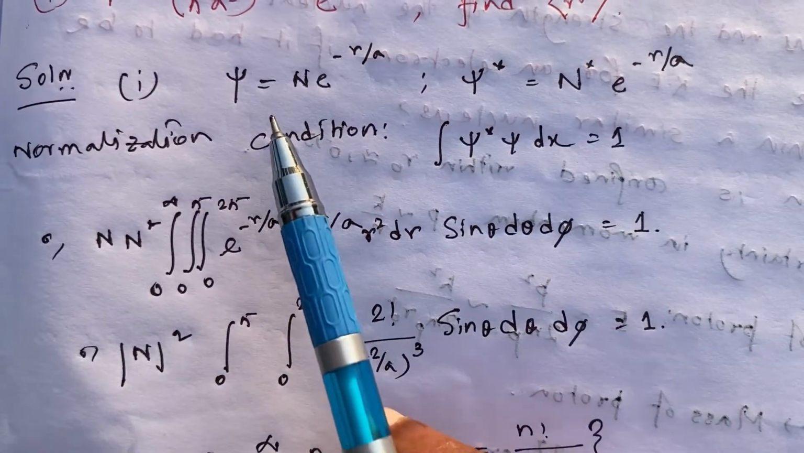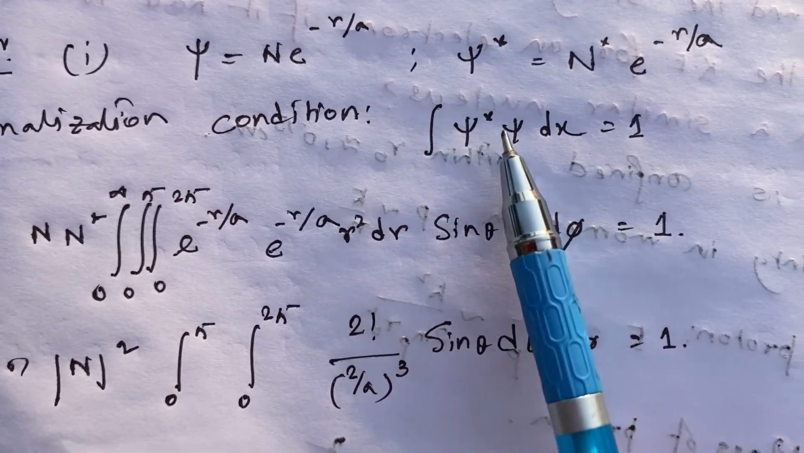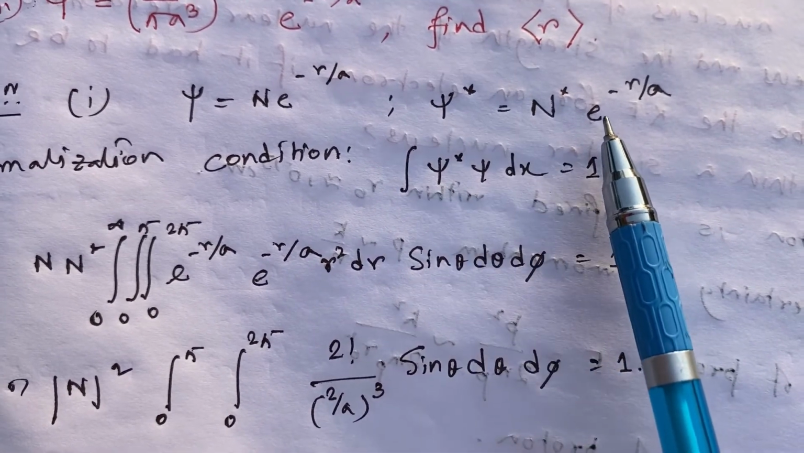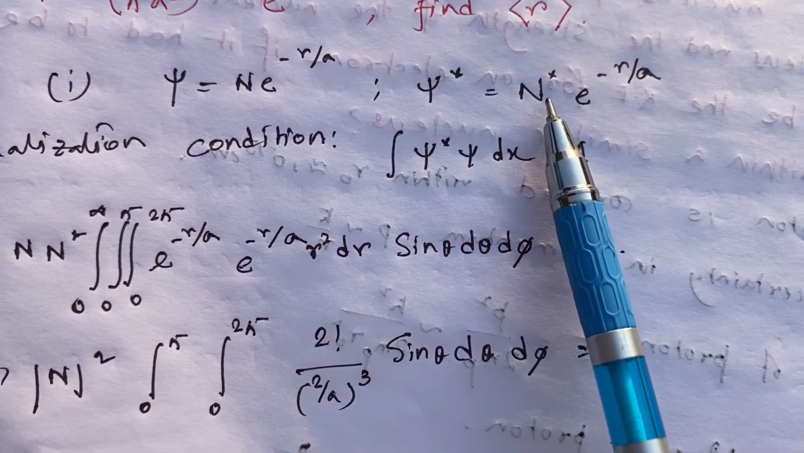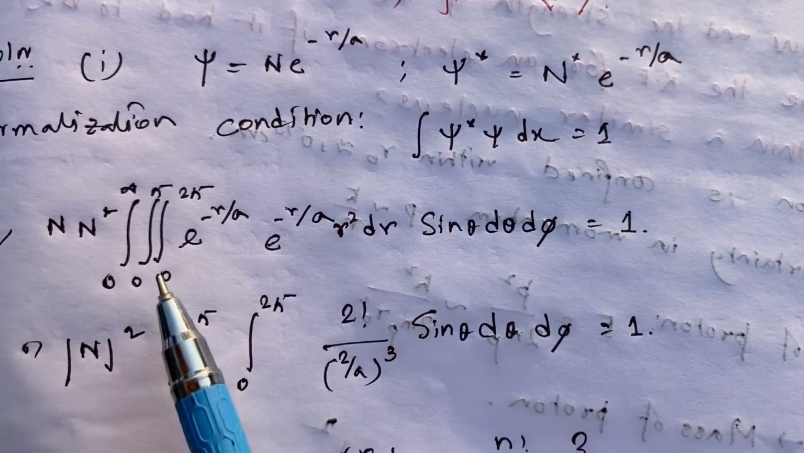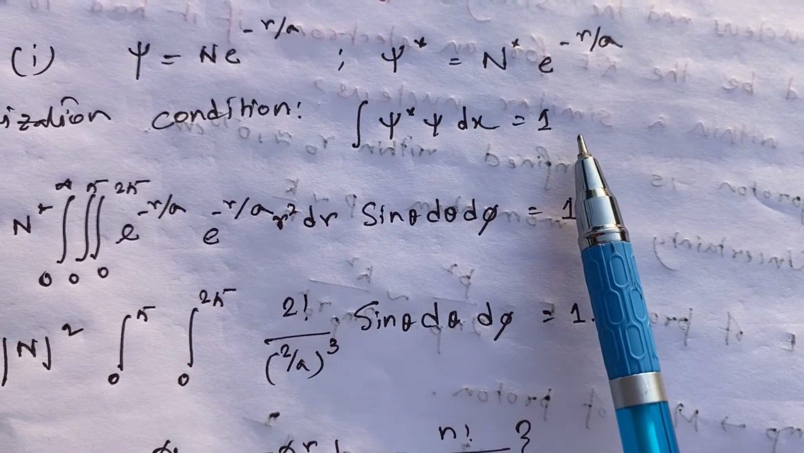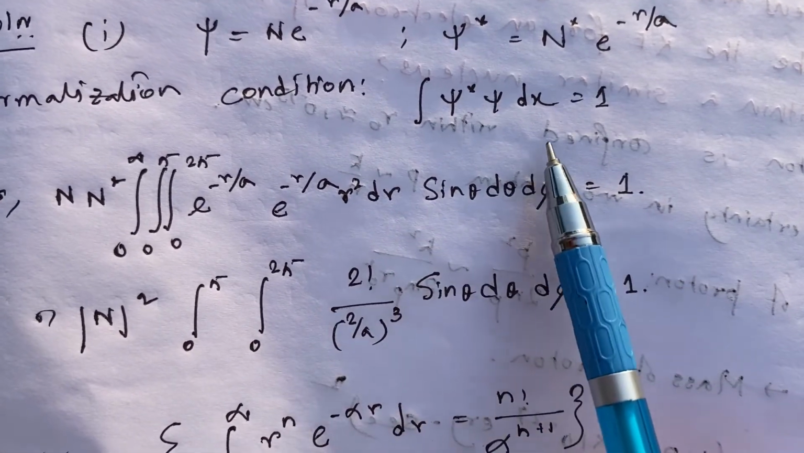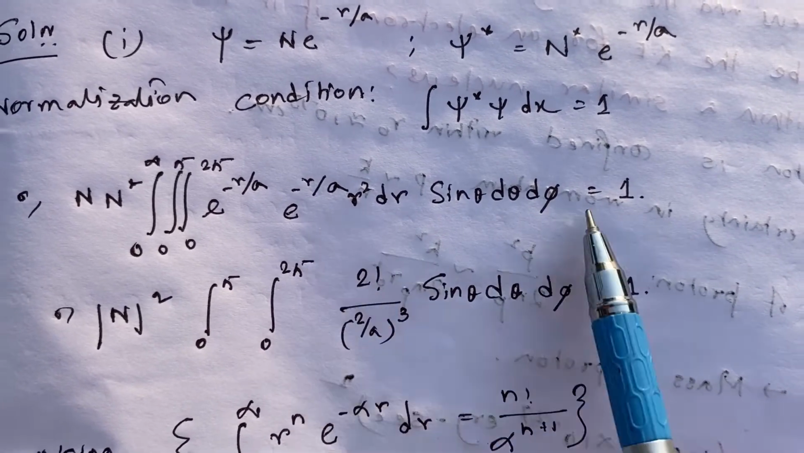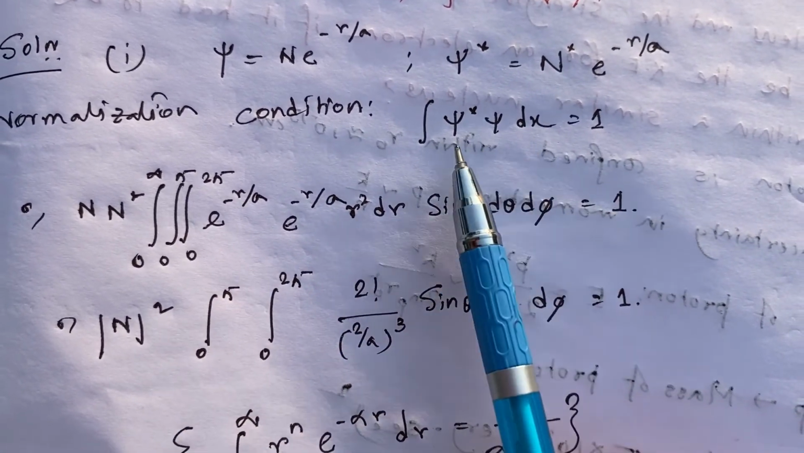For the first problem, we have this wave function psi equal to N e to the power minus r by a. And this is a real function, so psi star is equal to e to the power minus r by a. N is a complex number, so we need to write N star for psi star. Our normalization condition requires that the integral of psi star psi dx equals 1. And if we replace this dx with r square dr sine theta d theta d phi in spherical polar coordinates, and these are the wave function psi.